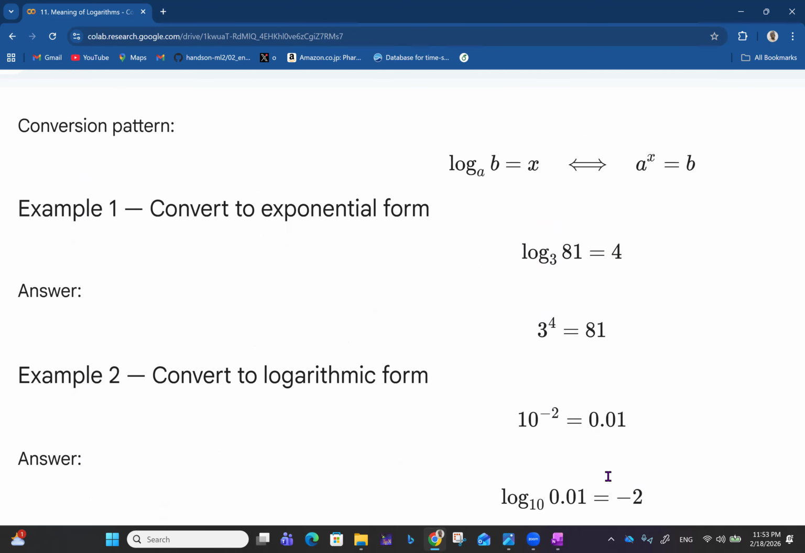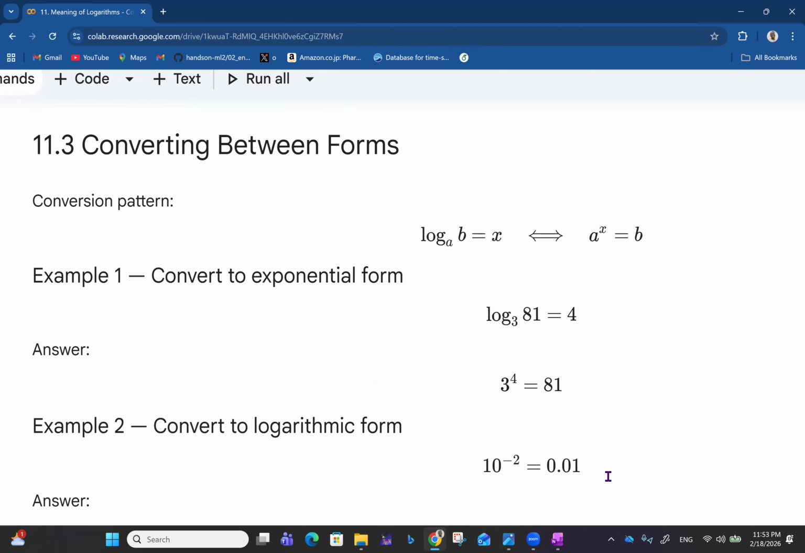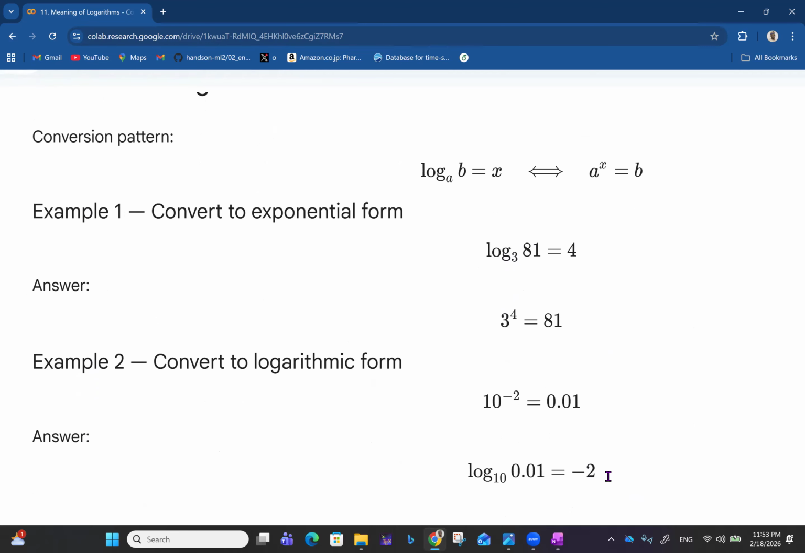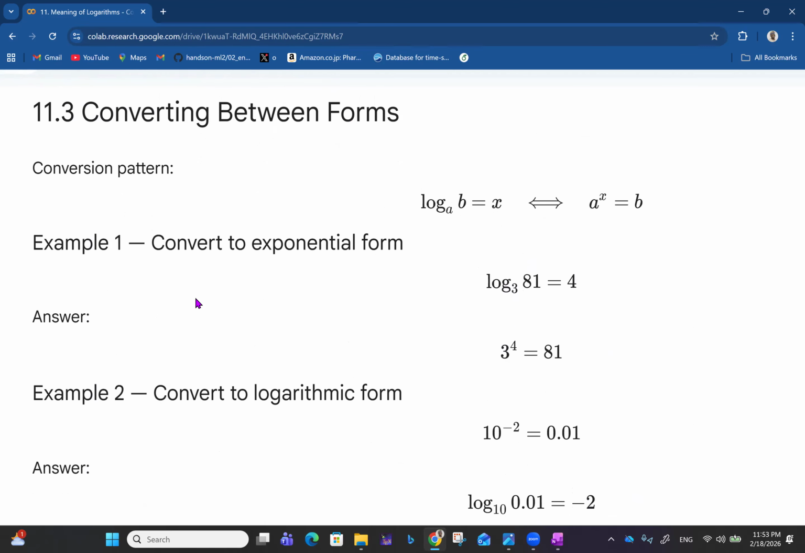And then we move on to talk about converting between forms. Okay, how do you convert from one form to another? So the conversion pattern: log b base a equals x implies that a raised to power x is equal to b. So example one, you want to convert to exponential form. Like what we've been doing, log 81 base 3 equals 4 implies that 3 raised to power 4 equals 81.